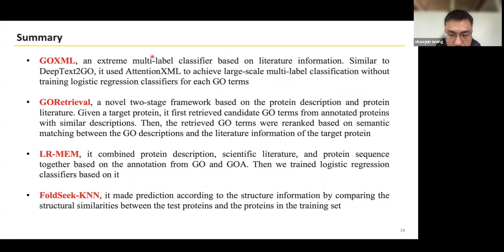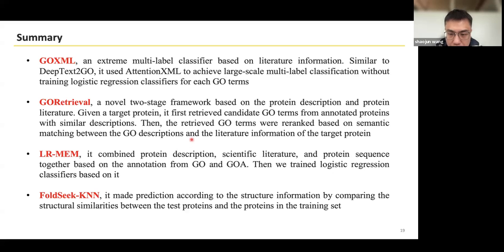Specifically, GeoXML leverages information from protein-related scientific literature to enable large-scale multi-label classification, different from the previous methods. The SOTA method in large-scale multi-label classification, AttentionXML, is used here to find protein-related functional information from the literature. GeoRetrieval is a new two-stage deep learning method.